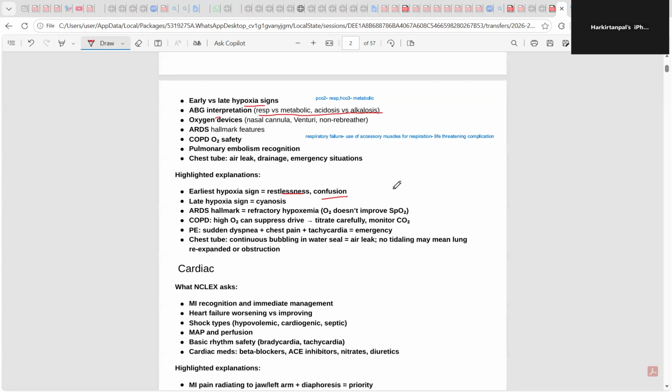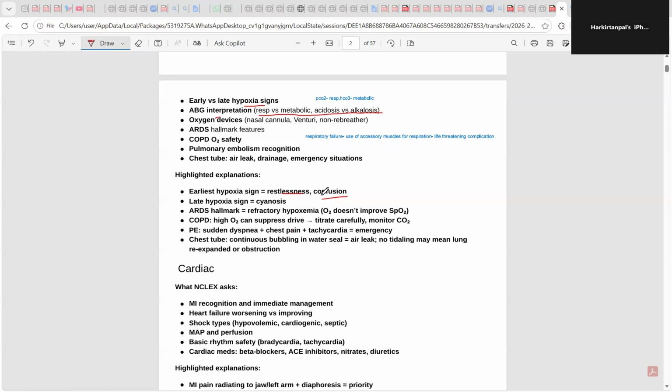That means if the client is having low saturation, how can we identify it? One thing, we can check the saturation level. In a scenario, if it mentions that the client is having restlessness or confusion, you can check the vital signs, especially the saturation. And if the saturation is low, that indicates hypoxia.